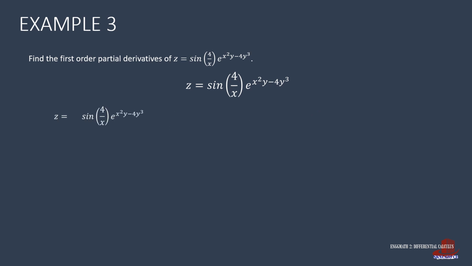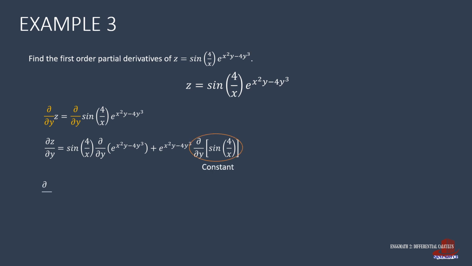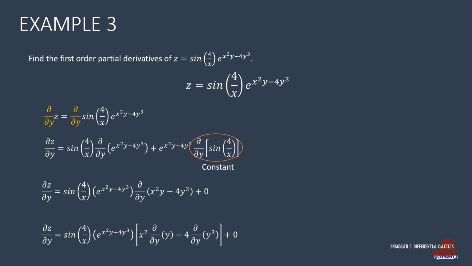Now let's take the partial derivative of the function with respect to y. The first step follows the same pattern as what was solved previously. But since the derivative in the second term has only x, and we focus on y, we take this as constant, making the whole second term 0. Next is to distribute the derivative of the first term between x squared y and negative 4y cubed, where the form turns into x squared minus 4 times 3y squared times the derivative of y with respect to y, again taken as 1. So the partial derivative of z with respect to y is sine of 4 over x times e raised to x squared y minus 4y cubed multiplied by x squared minus 12y squared.